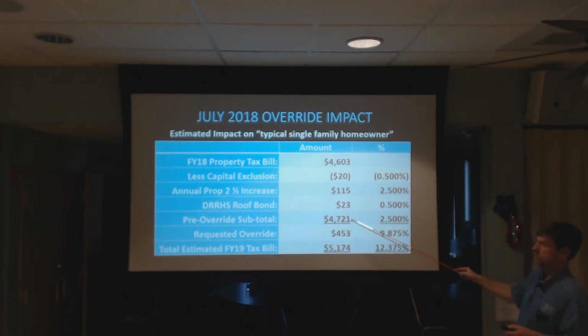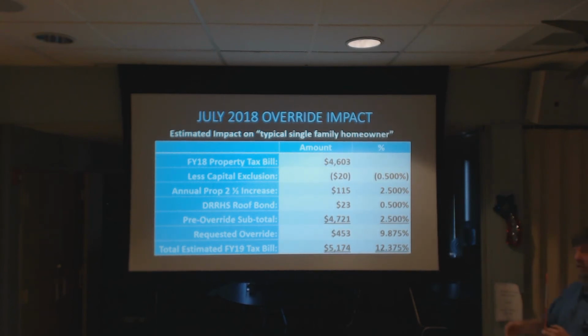So the pre-override subtotal, if the override didn't pass, is around a $4,700 tax bill. The override would be 9.875% of this number, which is $453. So the total estimated fiscal year 19 tax bill would be $5,174, which represents a 12.375% increase over last year's tax bill. So you can go home and do the math.